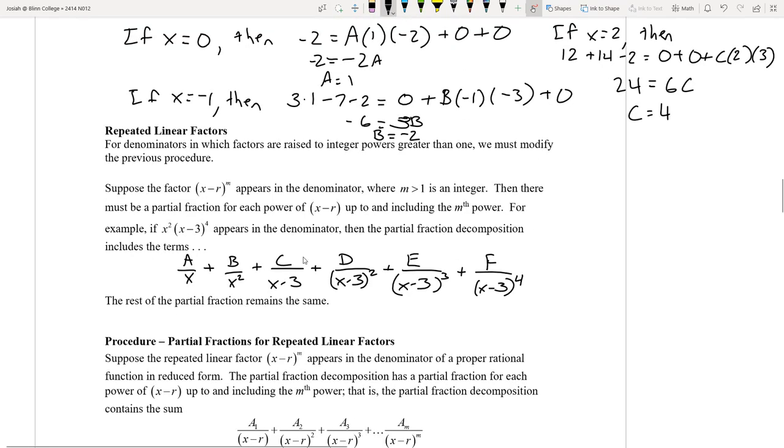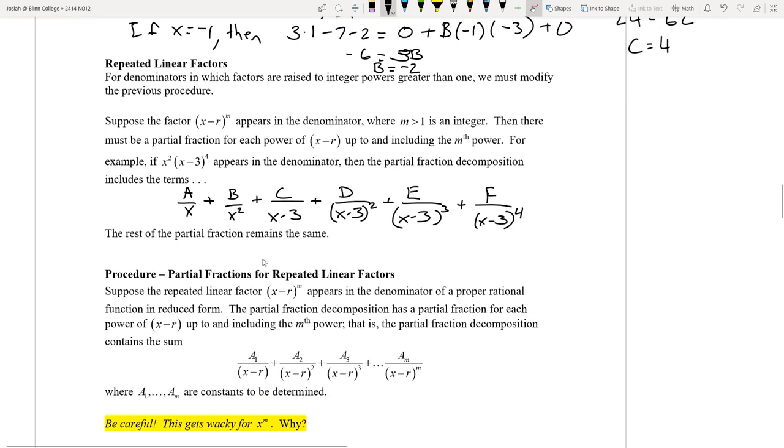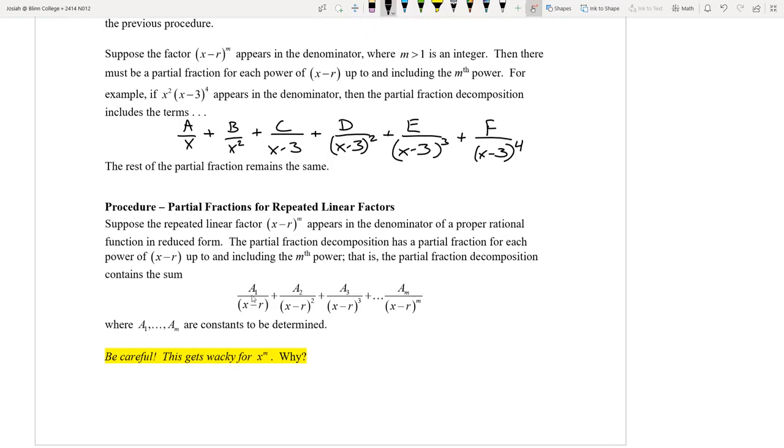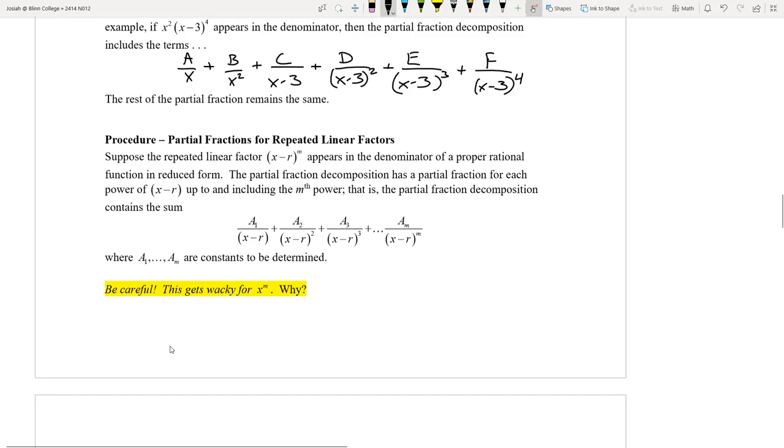So what will likely happen in these types of problems is we'll actually have mixtures of some linear factors that are repeated and some that aren't. So we'll go ahead and modify our procedure to include these linear factors. So if we have the repeated one, we'll go ahead and include all of these terms for each of those factors from the first power up to the nth power. And as it says here, this gets weird when we have just an x to a power in our denominator. So why is that weird? Because this is actually a linear factor with a degree m. Even though it looks like a non-linear factor, it is a linear factor.